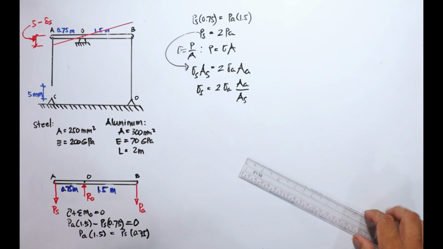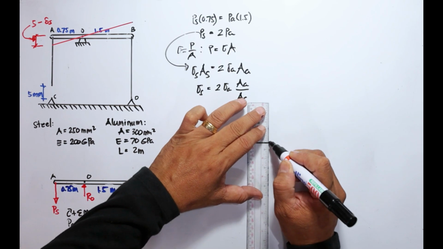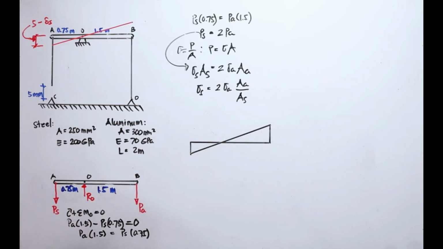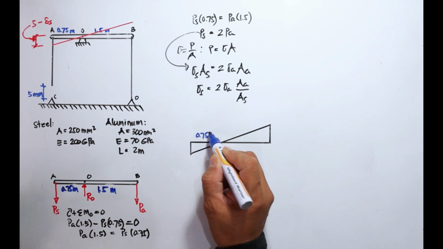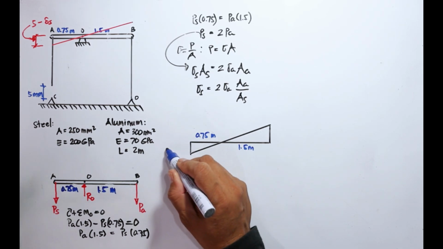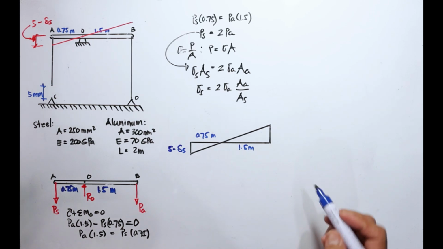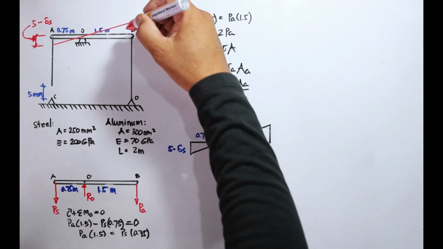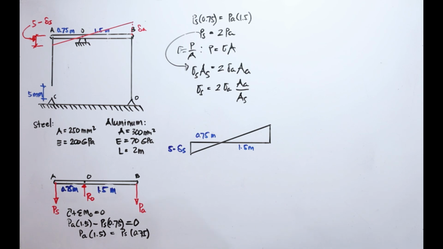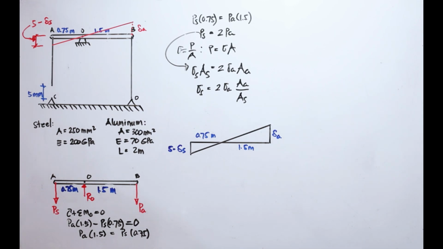So if we are going to redraw that diagram here, what we have now are two similar triangles. This is 0.75. This is 1.5. And this is 5 minus the elongation of the steel. And how about this one? What is this equal to? This is the elongation of the aluminum. Okay.